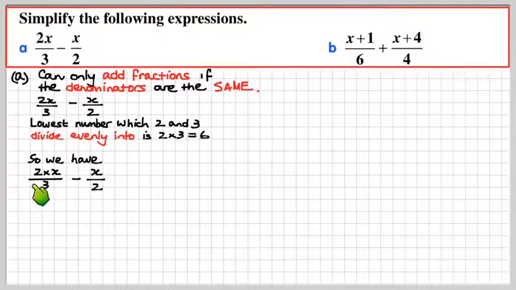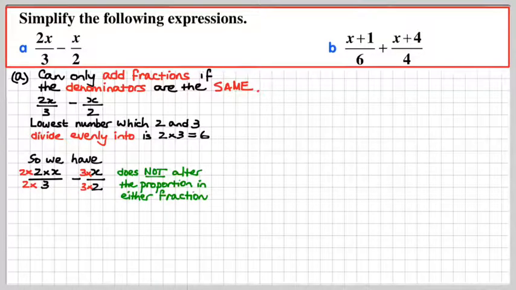So what do you do to this one? To make this 3 into a 6, you have to multiply it by 2. And therefore, you have to do the same to the top, otherwise you change the proportion of the top compared to the bottom of this fraction, which is no good. You've got to keep the relative proportions the same. So you do that. Now similarly over here, you've got to get this 2 into a 6. So you've got to multiply that by 3, and you do the same to top and bottom.